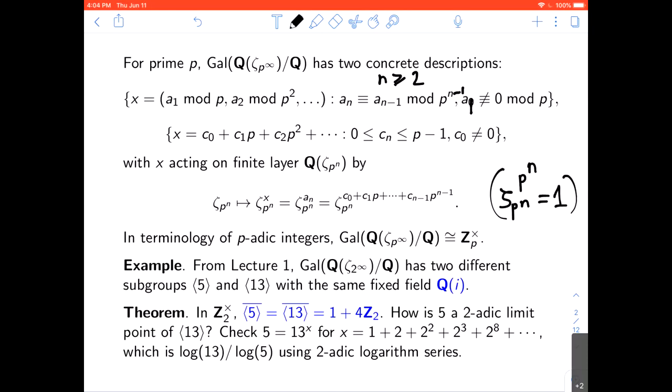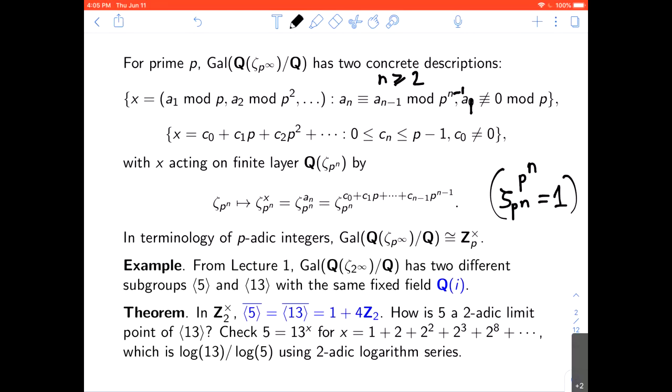So we saw in the first lecture that the numbers 5 and 13 as exponents on the two-power roots of unity actually have the same fixed field. The group that they generate as exponents under iteration, they both have the fixed field Q adjoin i, even though these subgroups are not the same. They're both infinite cyclic subgroups of the Galois group, different subgroups with the same fixed field, and the general theory tells us that there's a one-to-one correspondence between the intermediate fields and the closed subgroups.